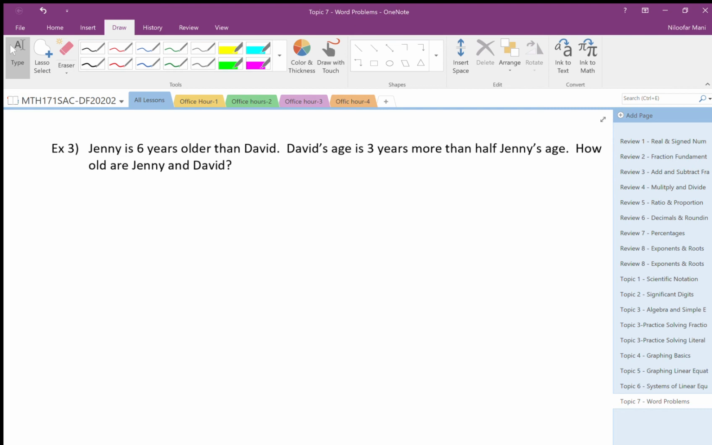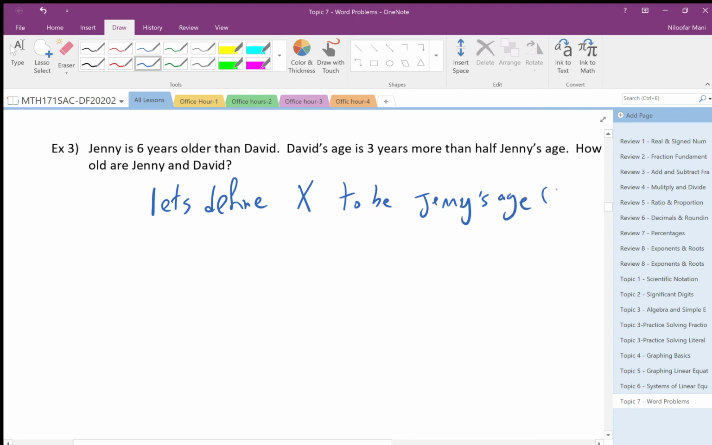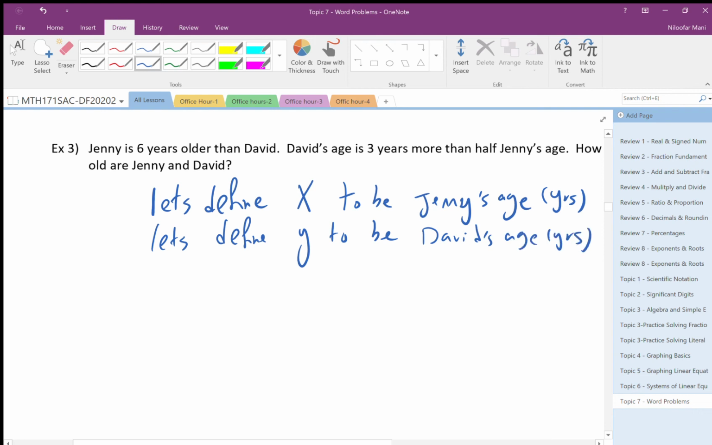Okay, so once again, let's define X to be Jenny's age, in years. It's important because maybe one of them I said just based on weeks. Then I have to do conversion. But here no. So let's define Y to be David's age in years.